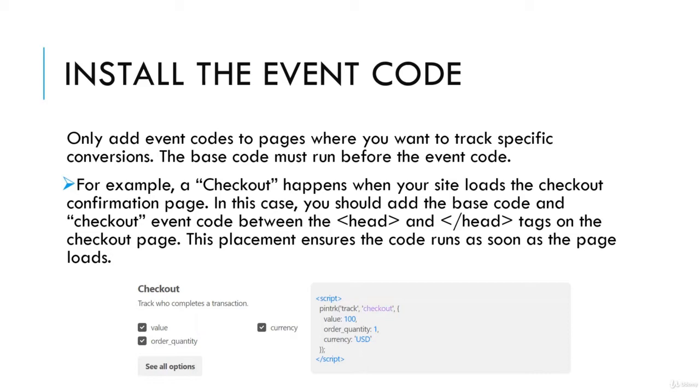So base code first in that head section, then paste in that event code below that base code. For example, a checkout happens when your site loads the checkout confirmation page. In this case, you should add the base code and then the checkout event code below that between those head tags for that specific page. This placement ensures the code runs as soon as the page loads.